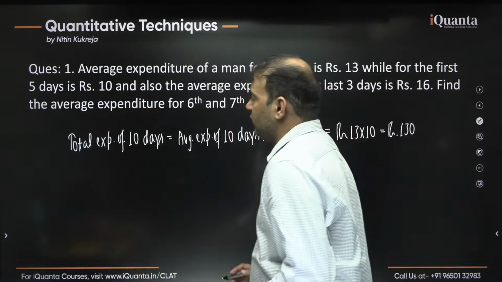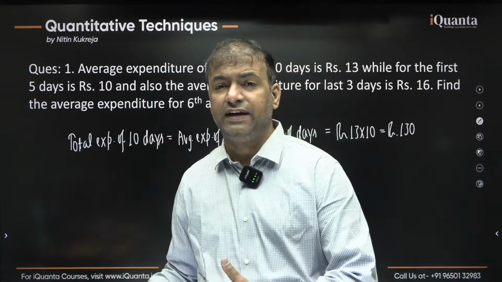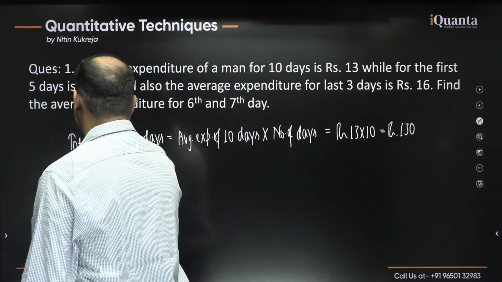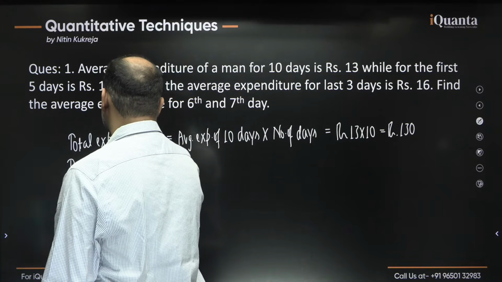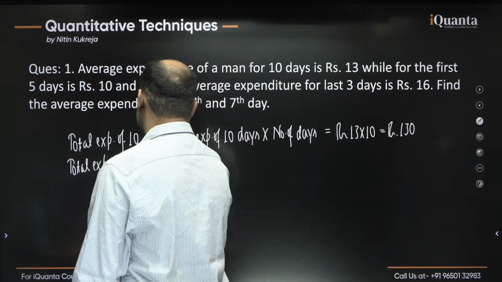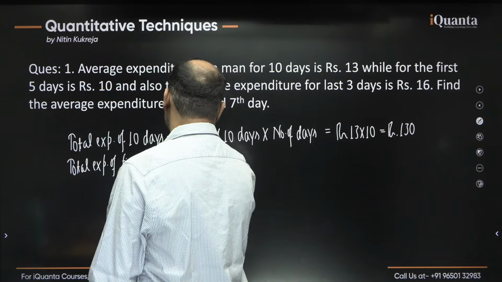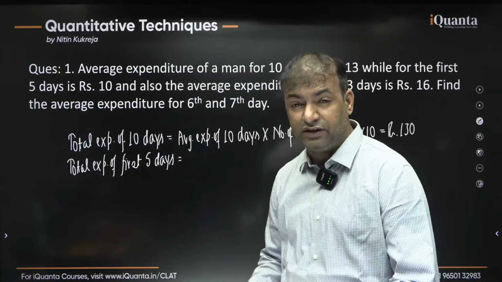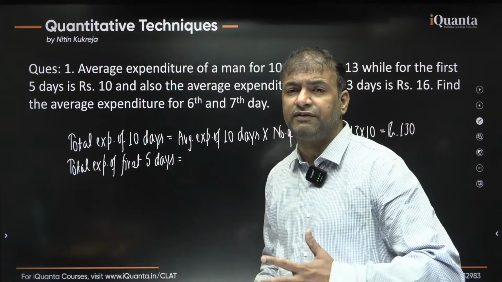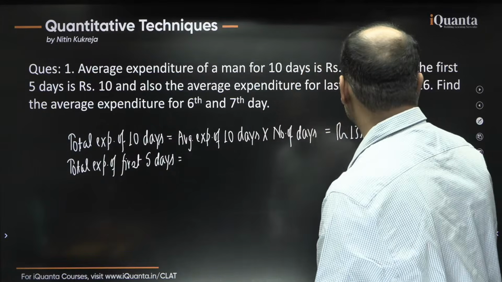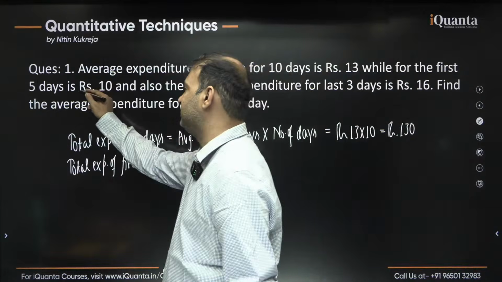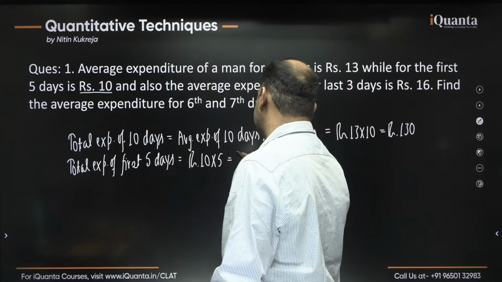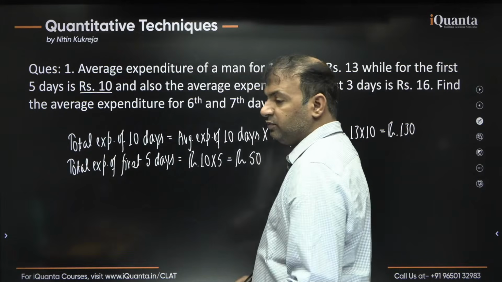Guys, after that, we can also find out the total expenditure of the first 5 days and the last 3 days as well, right? Okay, let me write this. The total expenditure of the first 5 days, what should it be? The same logic, guys. The average expenditure of the first 5 days into the number of days, right? I don't think we need to write that formula every time, okay? The average of the first 5 days is given to us as how much? It's given to us as rupees 10, all right? The number of days is 5, so this has to be rupees 50. Simple, right?